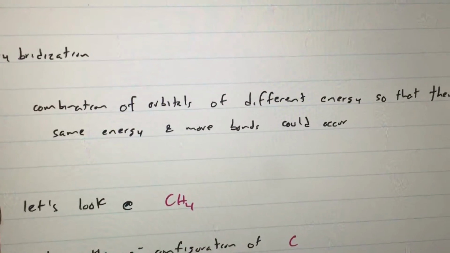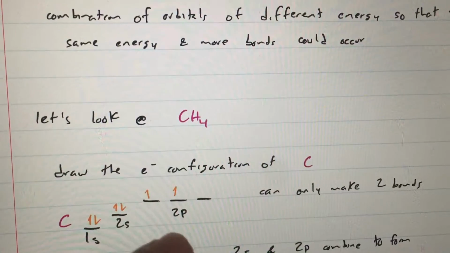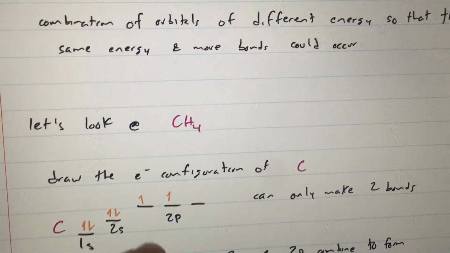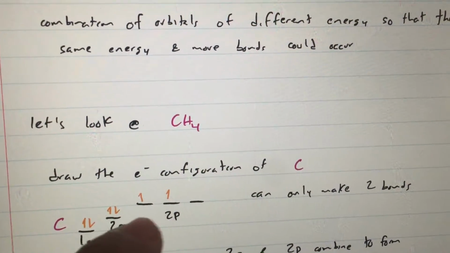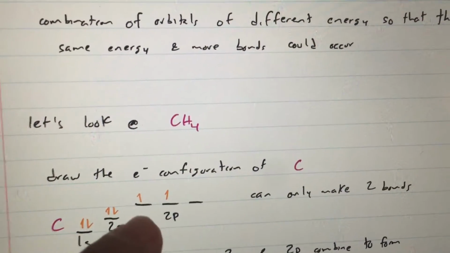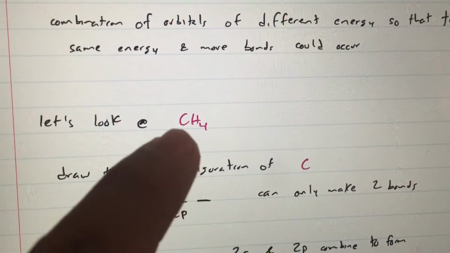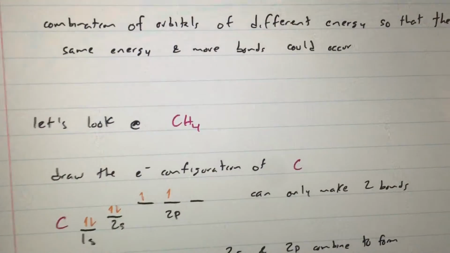Let's look at the electron configuration for carbon. If we do this, 1s2, 2s2, 2p2. Notice how carbon can only make these 2 bonds. Those are the only 2 unpaired electrons that it has. Therefore, it can only bond there. Yet we are saying that carbon could have 4 bonds with 4 different hydrogens.